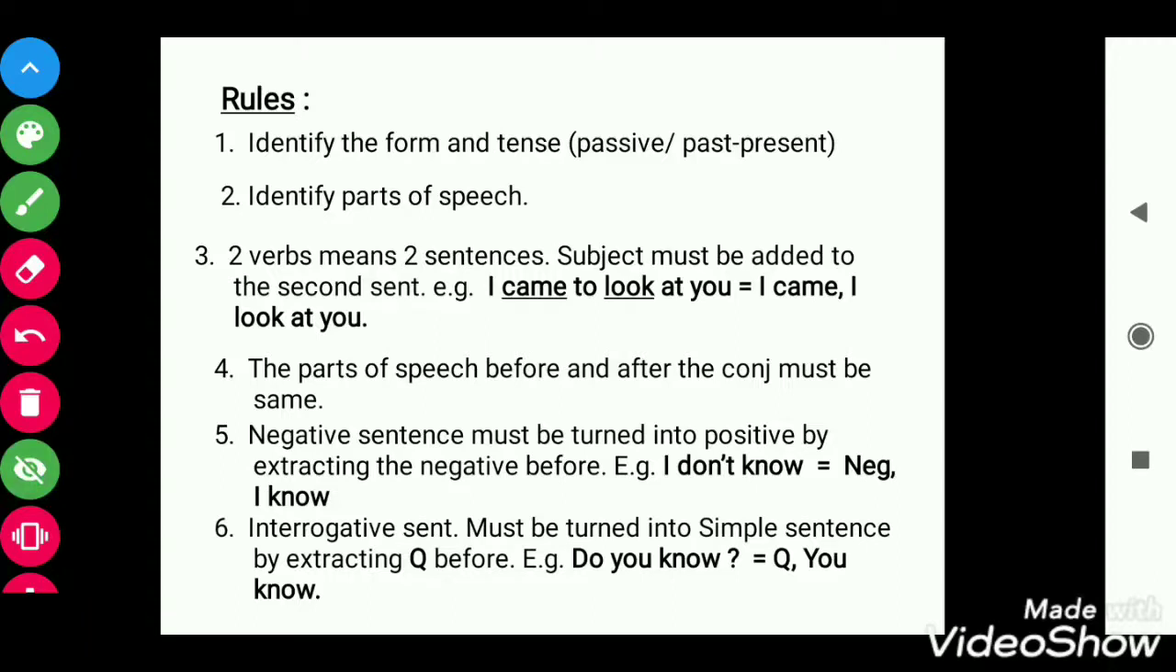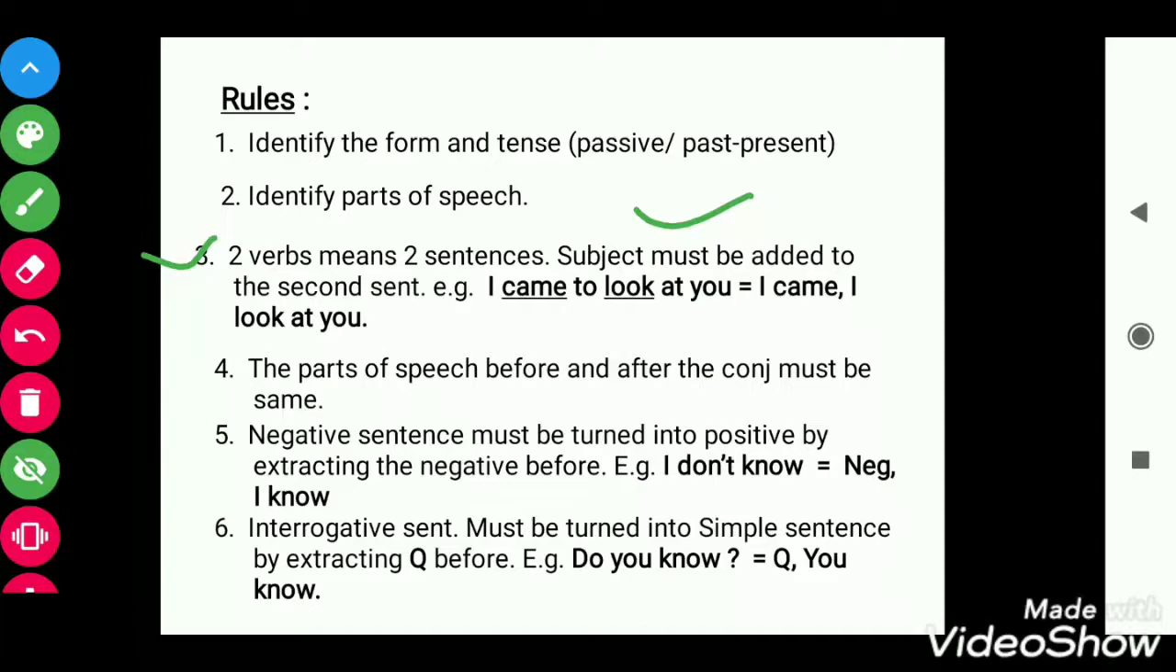Whenever we are given a sentence, we need to identify the form and tense of the sentence, whether it is in passive form, whether it is in past or present tense. We need to remember there will be no future tense. After that, we need to identify parts of speech and mark those parts of speech. According to rule number 3, we need to remember that if there are two verbs in a sentence, we need to split that sentence into two sentences, and the subject must be added to the second sentence.